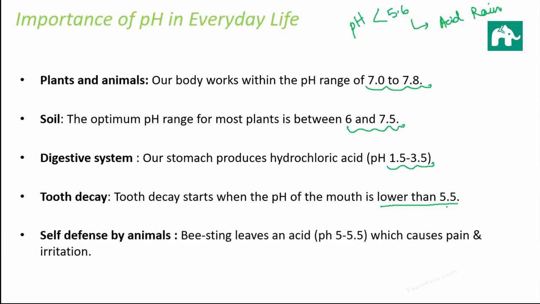Self-defense by animals. A bee sting leaves an acid of pH range 5 to 5.5, which causes pain and irritation. You would have seen that, right? Whenever there's a bee sting, there's so much pain, so much irritation. Why does that happen? Because of the acidic nature of the sting. When it stings, it leaves an acid inside your body, which causes all these problems. And these kinds of problems are seen with many insect bites or animal bites.